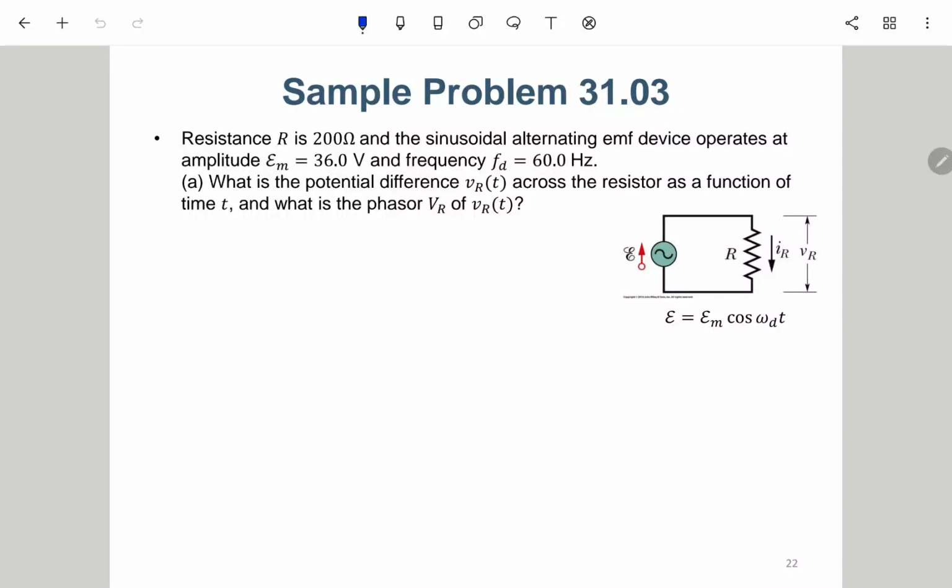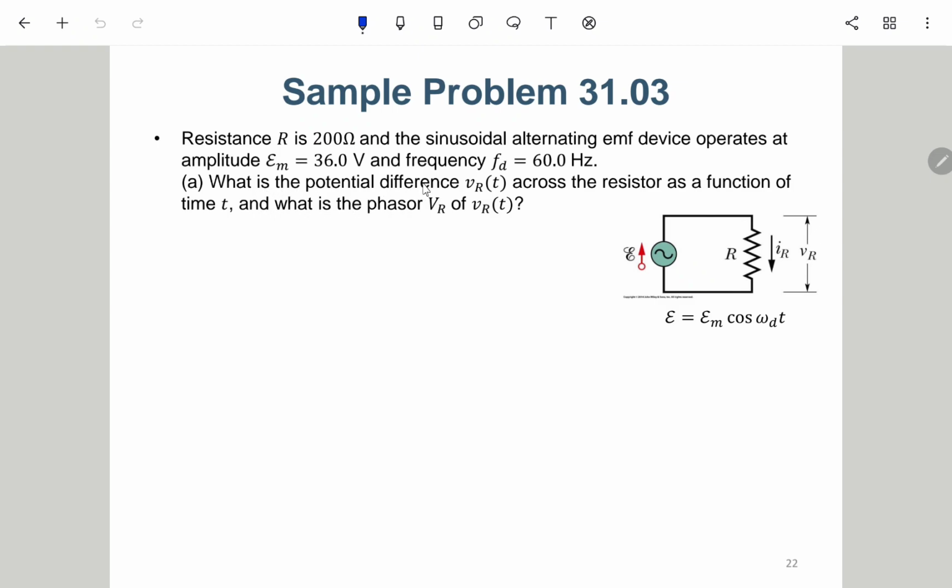Okay, so let's take a look at several sample problems. The first one, the resistive one. The resistance R is 200 ohm, and the sinusoidal alternating EMF device operates at amplitude EM and at frequency. This is a linear frequency, the normal frequency, not the angular frequency. So you need to multiply by 2 pi to get omega d.